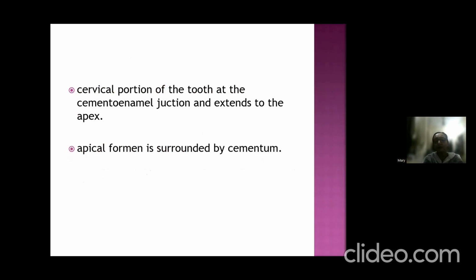So it extends from the cervical portion of the tooth at the cemento-enamel junction to the apex of the tooth. So the apical foramen is also surrounded by the cementum.